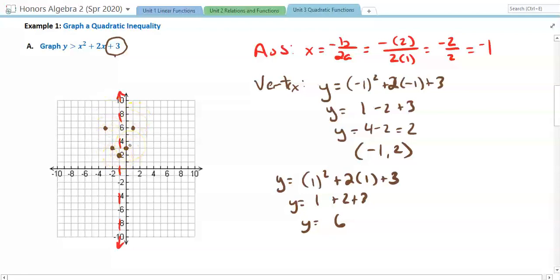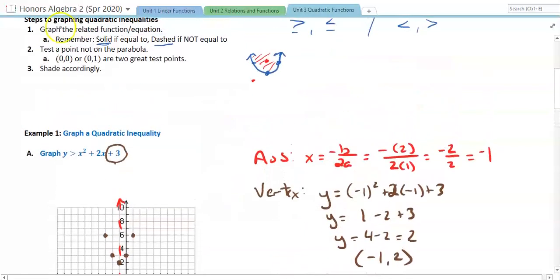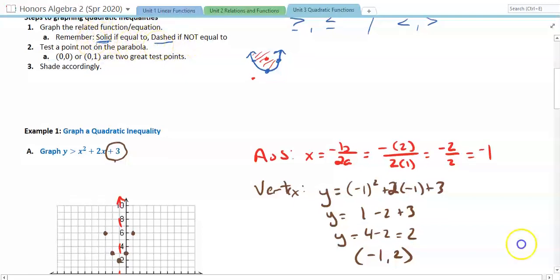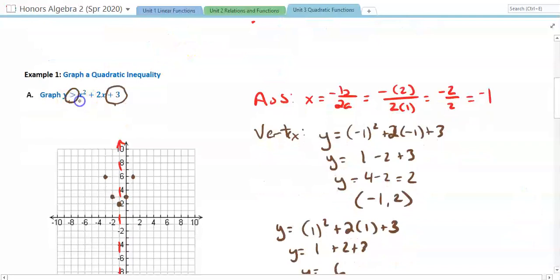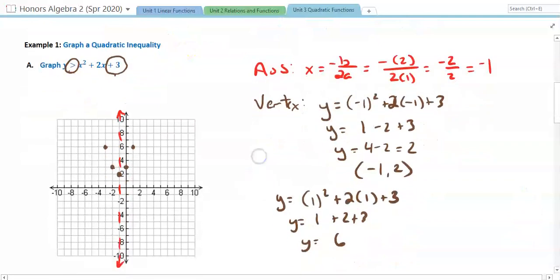Now, what type of line? Come back up to the top here. Graph the related function, and remember, the line will be solid if it's equal to, dashed if it's not equal to. I'm dealing with greater than here, and so my line will be dashed, so I'm going to make this a dashed parabola.